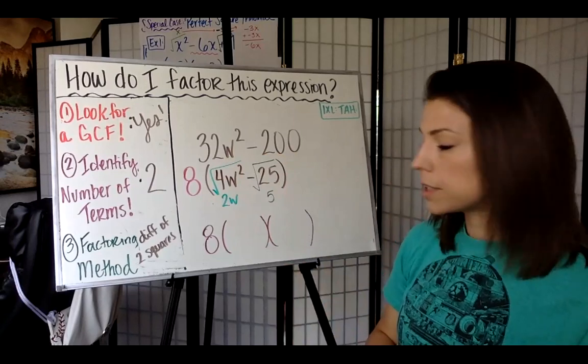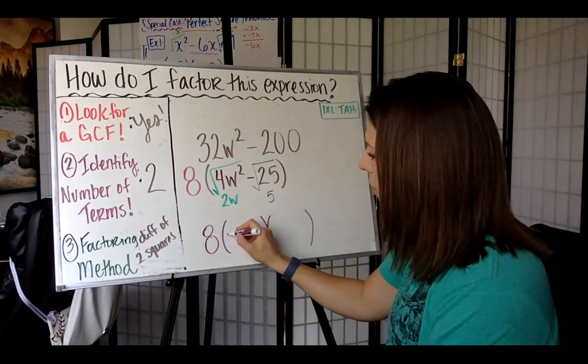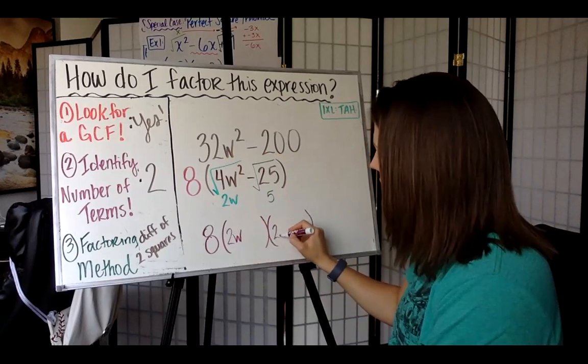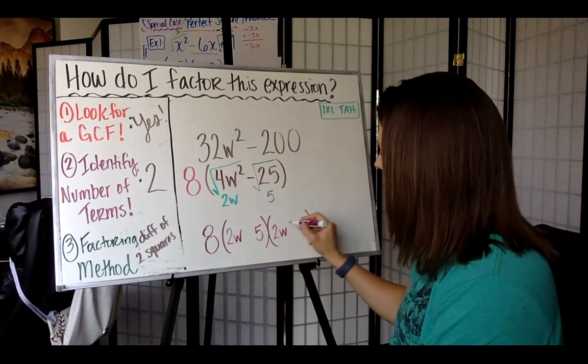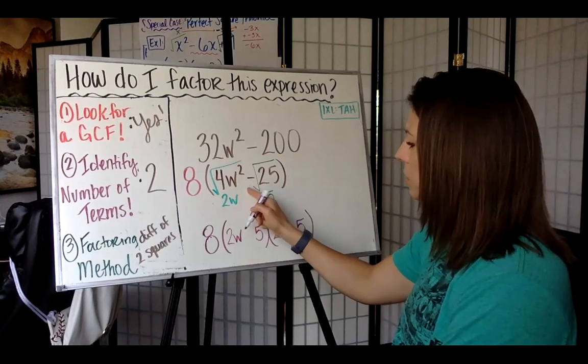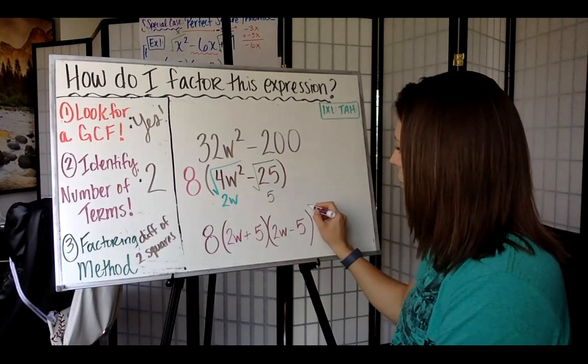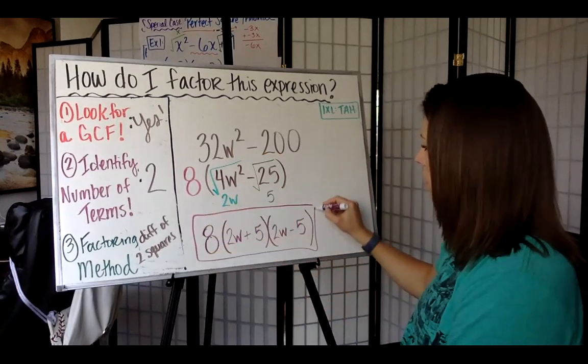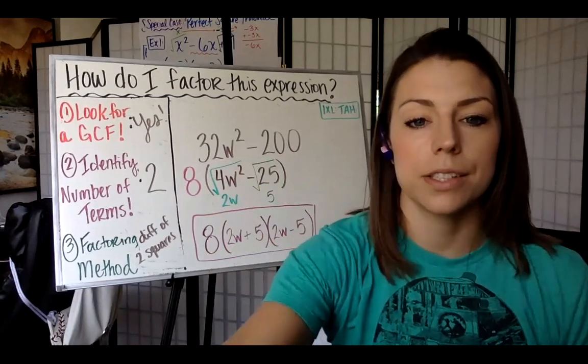All right, so here we go. Let's fill it in. First term in both binomials is going to be 2w. Second term is going to be 5. And because there is no middle term, one of them's positive, one of them's negative. And that's our final answer.